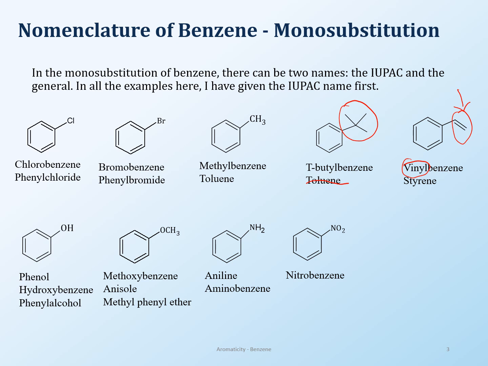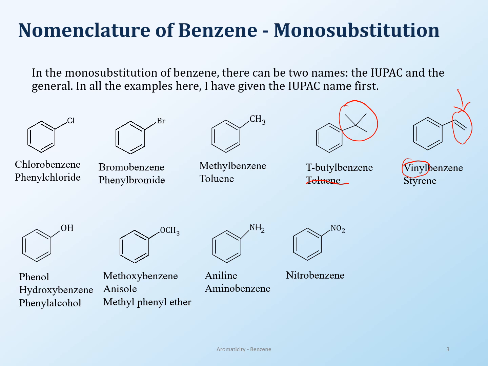You can also call it phenylethene, but I wouldn't do that. That's if your brain is shut down and you can't think right now of styrene or vinyl group or anything. If you say phenylethene, you are still getting the right structure. It's just not the correct name.